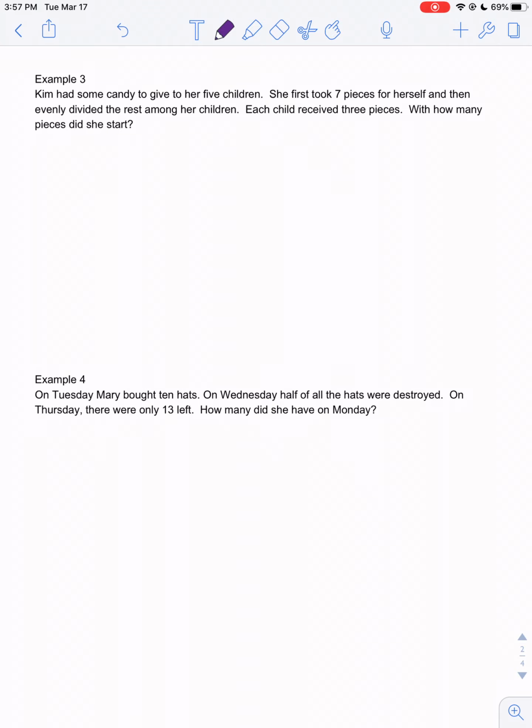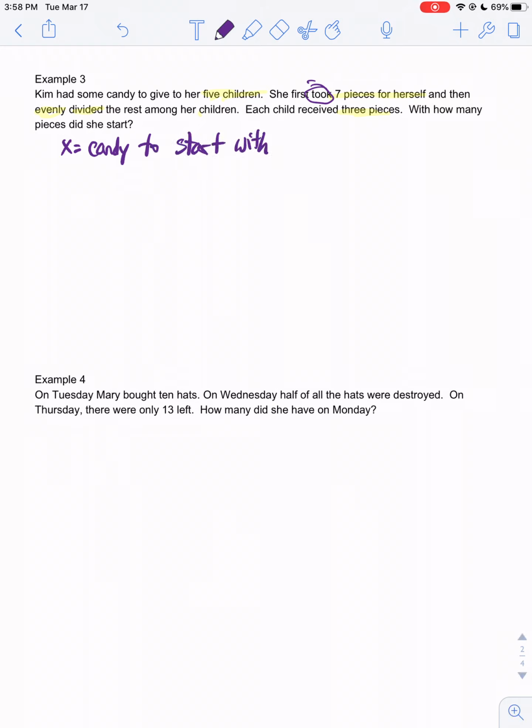Okay. So Kim had some candy to give to her 5 children. That seems important. 5 kids. She first took 7 pieces for herself. So 7, taking, I'm going to circle that because taking means subtraction most likely. And then evenly divided the rest among her children. Each child received 3 pieces. With how many pieces did she start? So let's first, we have our question. So that means X equals candy to start with.